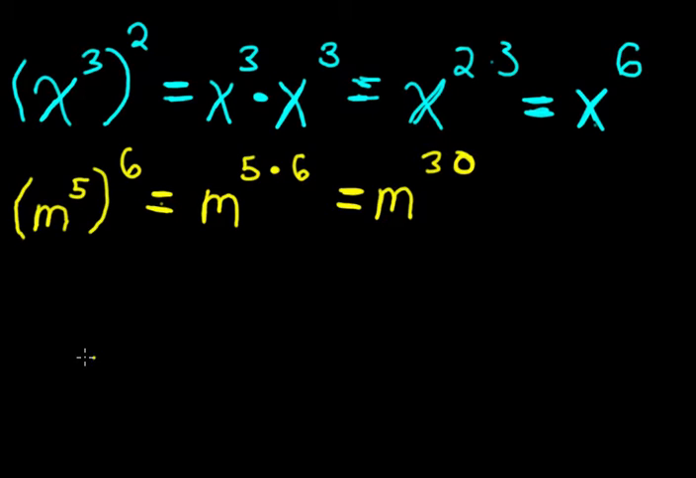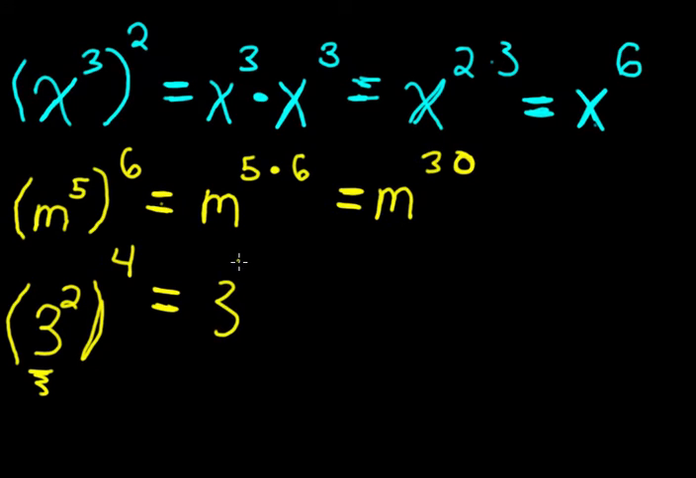We can also do this with numbers that have a base. So if 3 squared to the 4th, well, 3 squared is 9, and 9 to the 4th is, I don't know it off the top of my head. But I could use this rule because this is my base here. So I have 3 to the 2 times 4. And so I get 3 to the 8th.